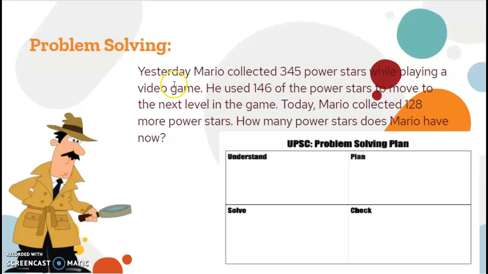So the problem says, yesterday, Mario collected 345 power stars while playing a video game. He used 146 of the power stars to move to the next level in the game. Today, Mario collected 128 more power stars. How many power stars does Mario have in all?